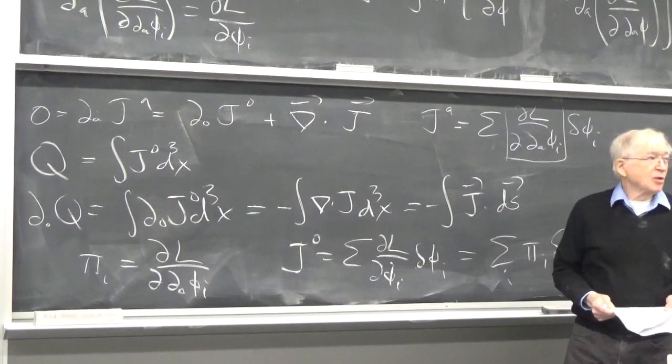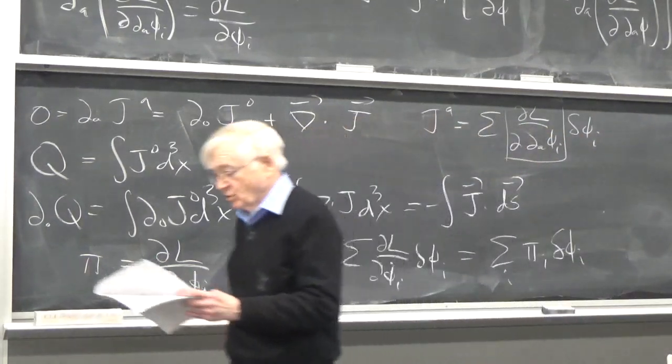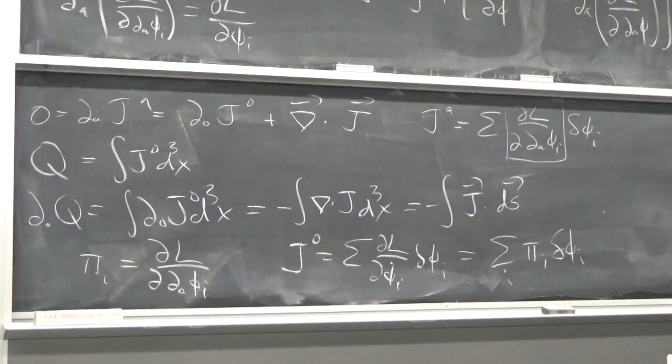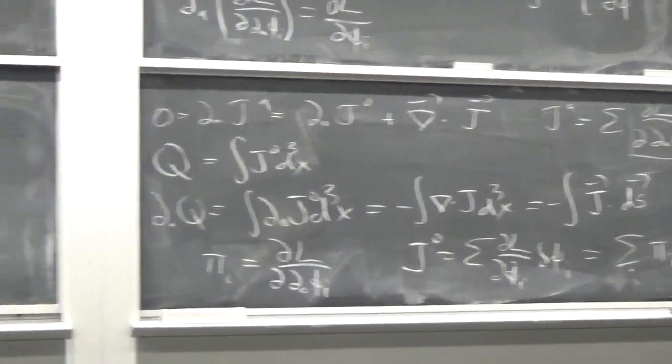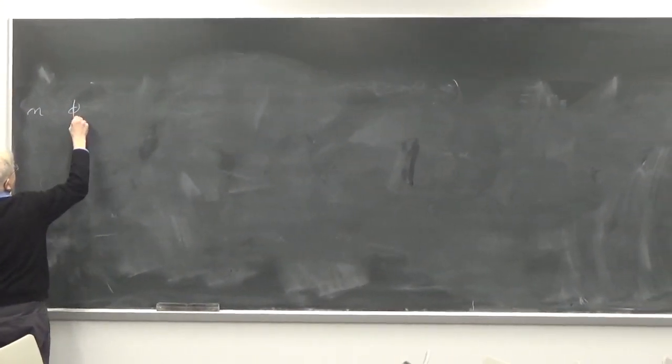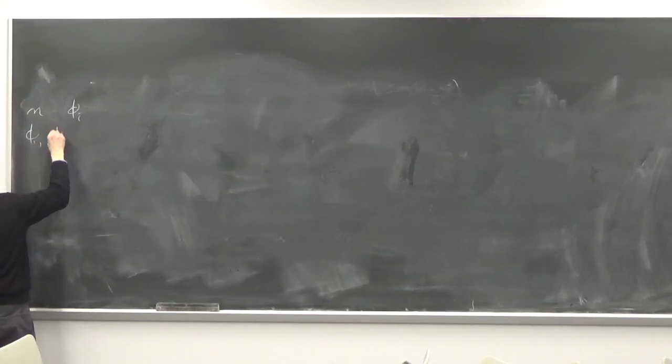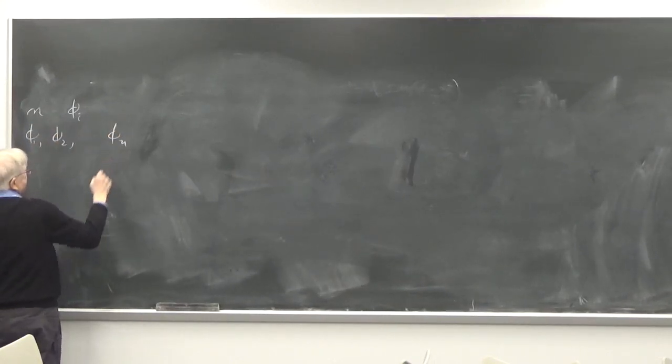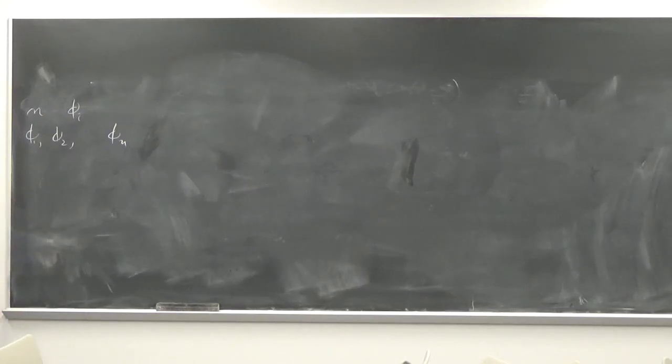And I run out of blackboard space, so let's go to that blackboard for one example. One example is, suppose that we have n fields. So we have phi 1, phi 2, phi n. Boy, these blackboards are radical, as rough as the pavement in the middle of a street.